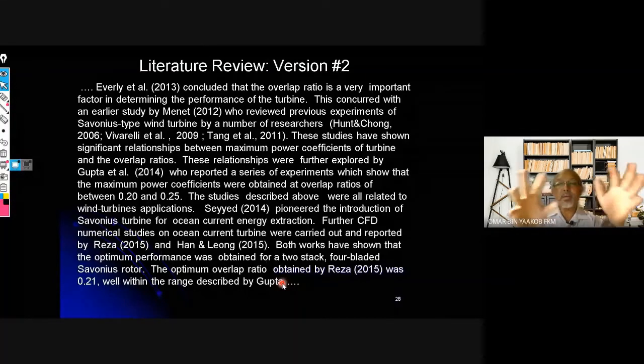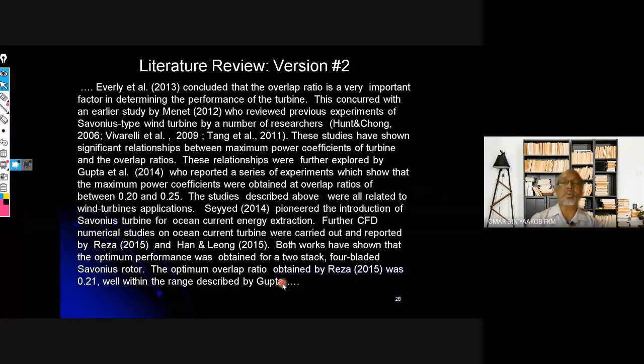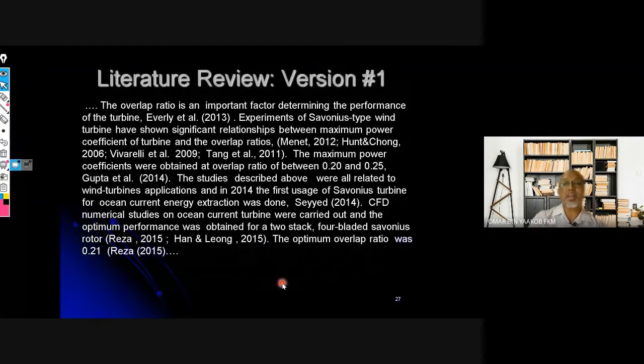Then we can see the whole story, and it's easier to see the whole storyline. Unlike the previous one, which is like this. Although it's become shorter, because we don't know which one is the author's work. Maybe all these they pick up from Everly, that part, and then they put Everly there, put experiments, and then they put the reference.